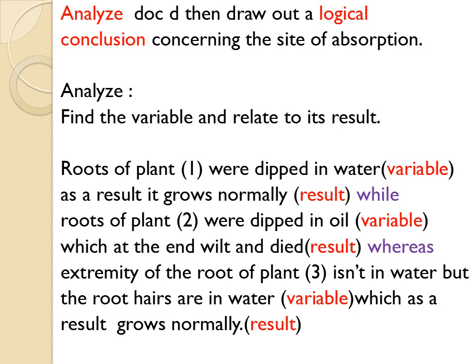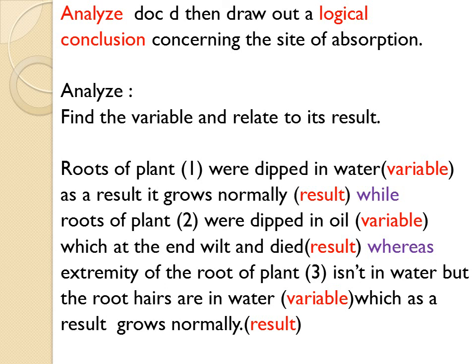How do I link them together? By using the word while. The word while in the analysis has a mark and a half, the word while has half a mark. So it's very important to mention the word while. While roots of plant 2 were dipped in oil, we are mentioning now the variable of plant 2, the plant wilted and died. We are mentioning here the result.